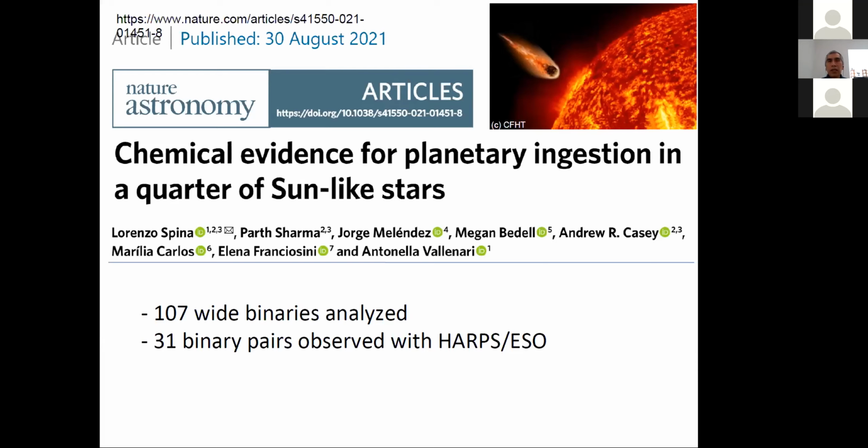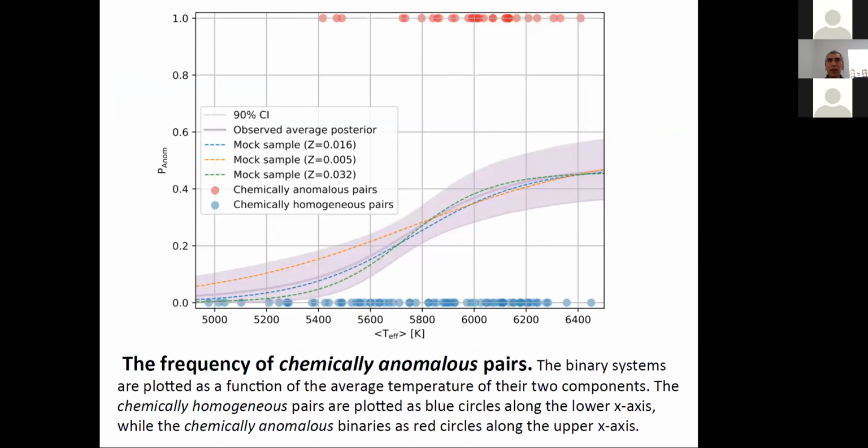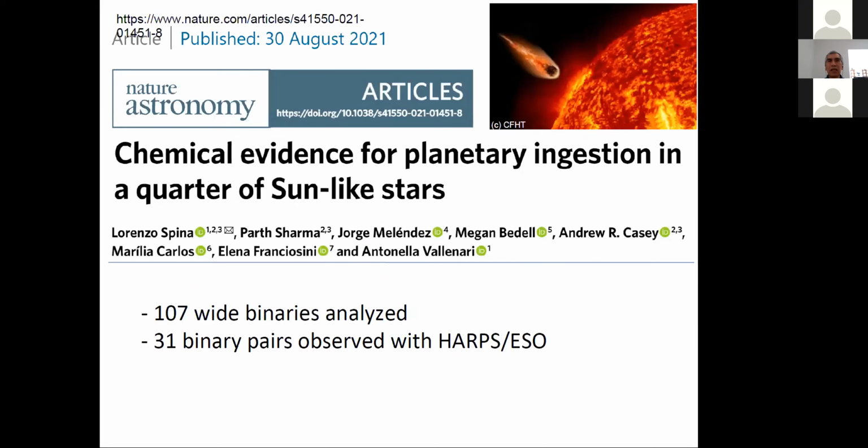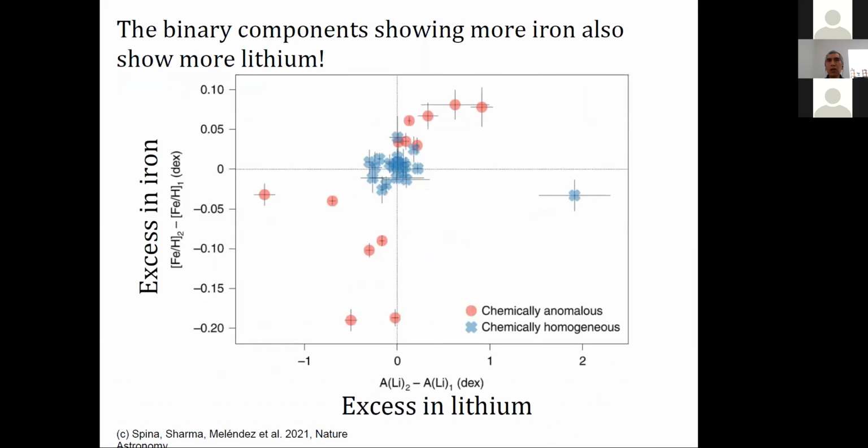So the more recent study with a larger sample is by Spina et al. They analyzed about 100 binary systems, and then they found that there is a planetary accretion in at least 25% of the binary components. And they also find that the stars with more refractories, with more iron, also have more lithium.